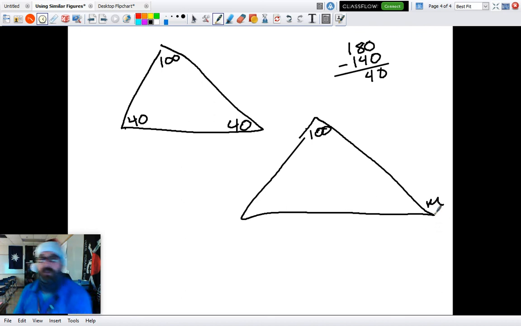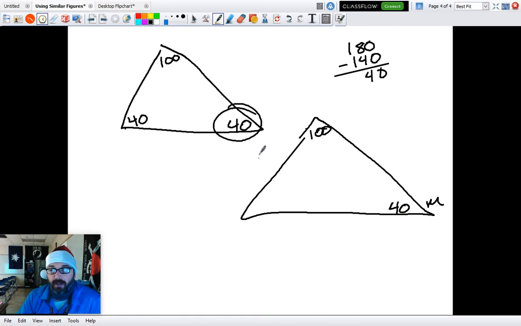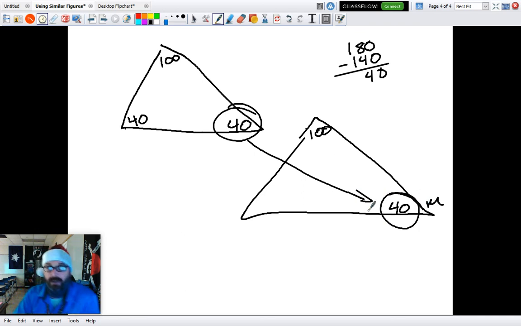Well, remember, what was the first rule for similar triangles? Similar triangles must have congruent angles, congruent corresponding angles. Congruent means the same measurement. That means it's going to get the exact same measurement.